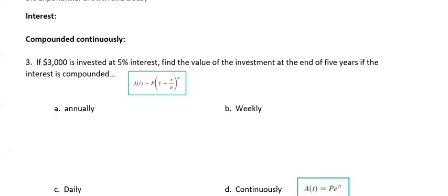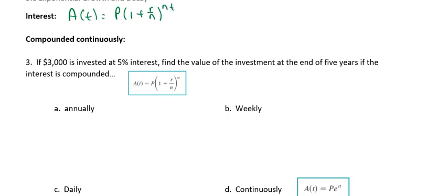Interest is a common application when we are looking at exponential growth and decay. So when we're looking at interest, our main interest formula is going to look like A of t is equal to P times 1 plus R over N, and that is all raised to the nt.